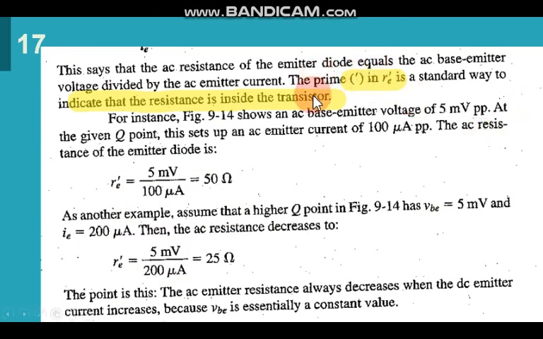The dash used in RE dash is a standard way to indicate that the resistance is inside the transistor. So assume that base emitter voltage is 5 millivolt and emitter current is 10 microampere peak to peak, then RE dash will be 50 ohm. For the same value of voltage, if my emitter current increases, if I consider a higher Q point, then definitely the variation in I will increase, that we have just seen. So the resistance will decrease.